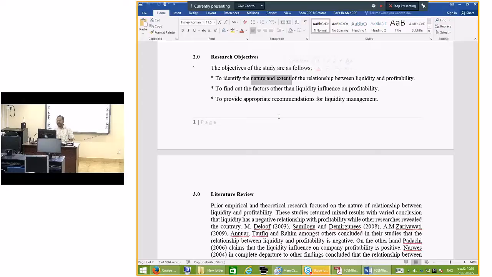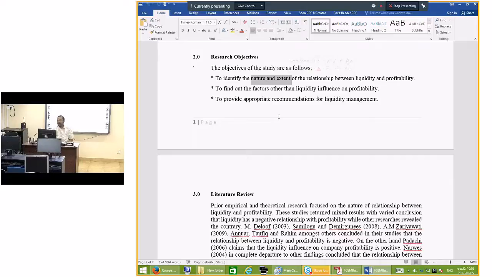Okay, sir. Factors other than liquidity means that you have to do another research. You can ask your friend to do another research to find out the factors other than liquidity that influence profitability. That is not your research. Your research is how liquidity impacts profitability. Therefore, delete this second objective.